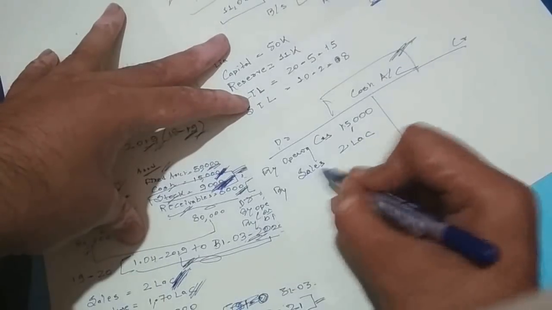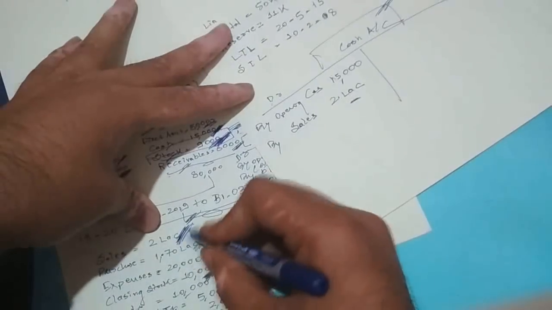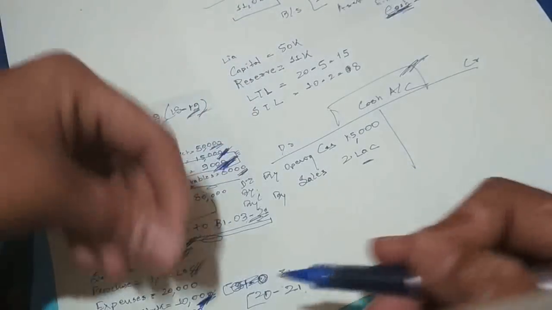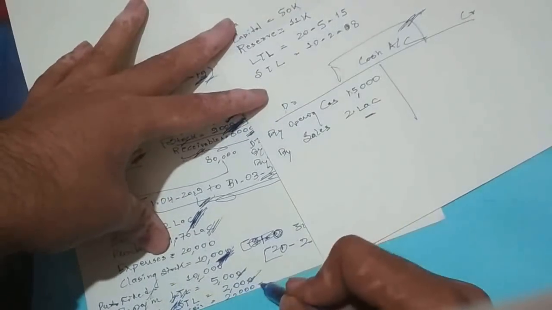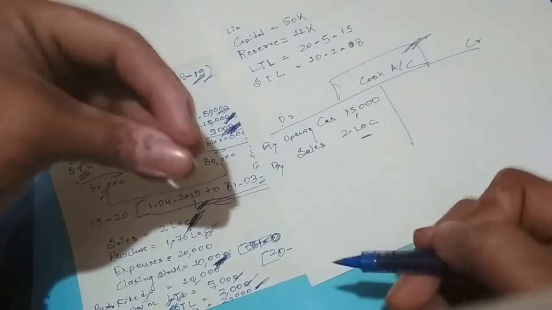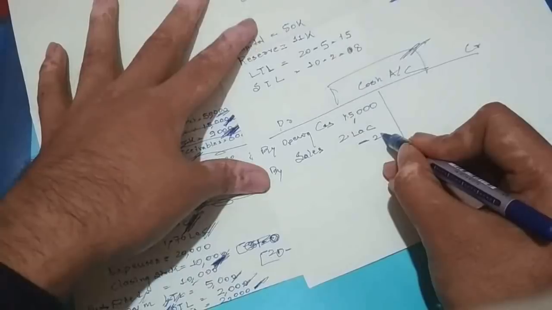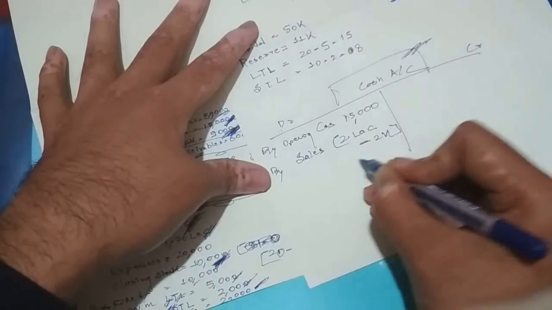But we have to write the net sales, since we sold the goods worth 2 lakh rupees, but still 2000 rupees are yet to be received, they haven't come to us, so we have to subtract this 2000 rupees. So what is the net?